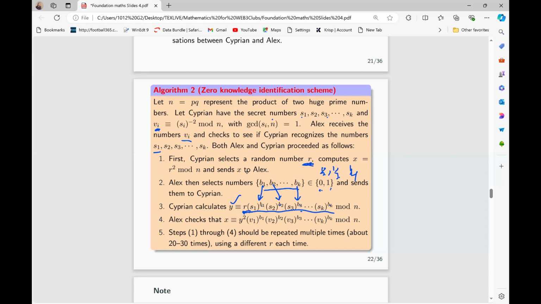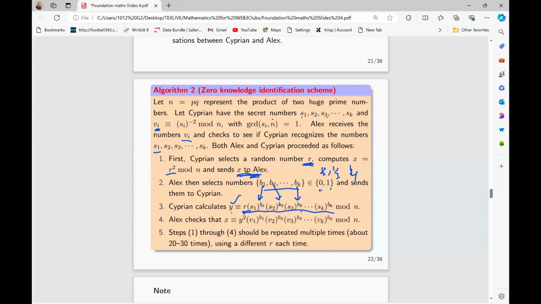When he receives the Y, he wants to verify whether the square of Y is the same as X. So what does he do? He takes the Y that you sent him, because X is the one you had sent Alex. It was the square of R.